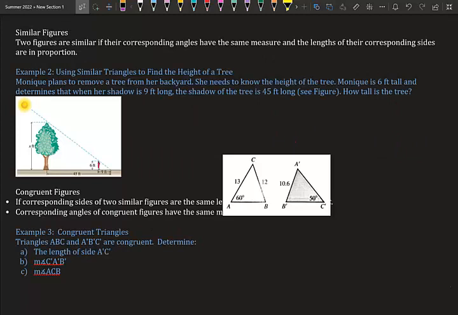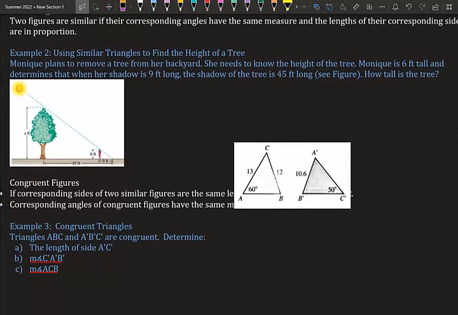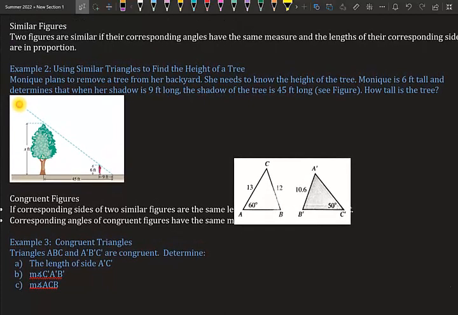Two figures are similar if their corresponding angles have the same measure and the lengths of their corresponding sides are in proportion. So similar figures have the same angles but different sides, but they're proportional.